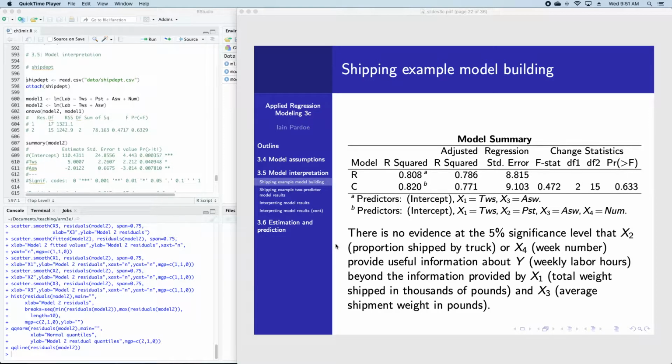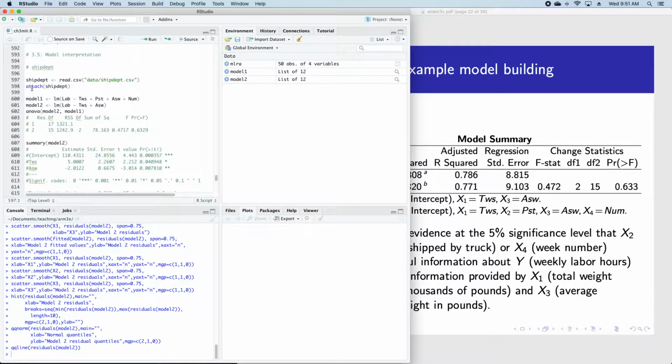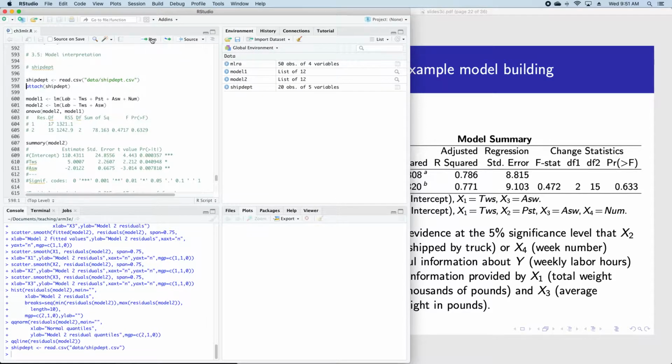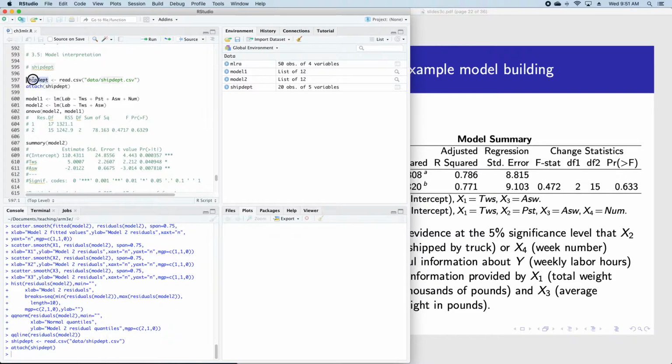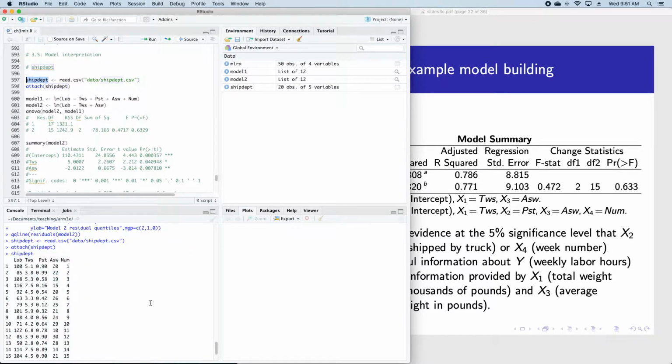In this video, I'll give an example of interpreting a multiple linear regression model, and I'm going to use the shipping example that we've used in some of the previous videos. So I'm going to go to R and load my data, and let's just remind ourselves of what it looks like.